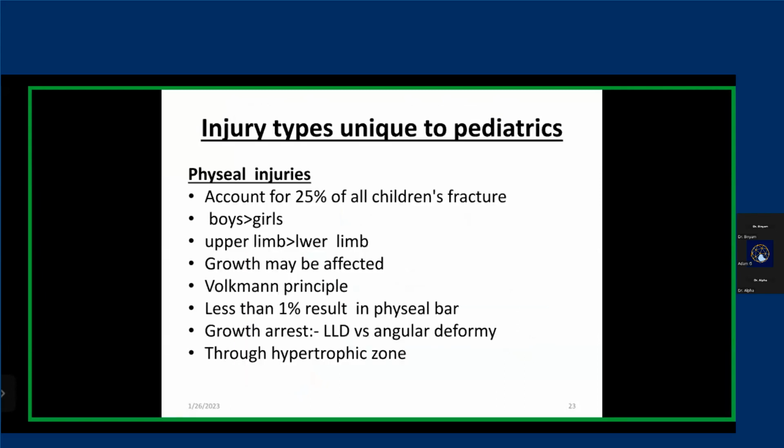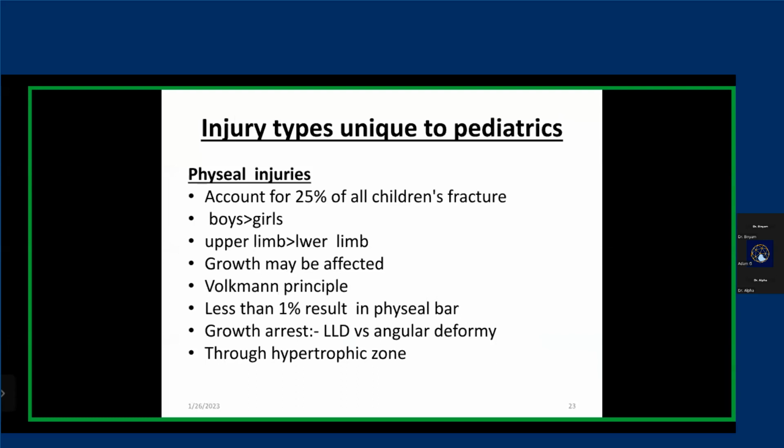Okay, so moving on. Which injury types are unique to the pediatric population? Top of the list are physeal injuries, or growth plate injuries. These injuries account for 15 to 30% of all bone injuries in children. A growth plate, like I've showed you before, is that translucent cartilaginous disc separating the epiphysis and the metaphysis, and it's responsible for longitudinal growth of long bone.